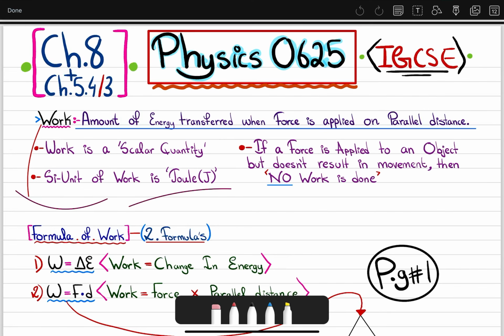Physics 0625, Cambridge IGCSE, revision notes for topic 8 and half of topic 5.4 and topic 3. So we will start off by defining work.